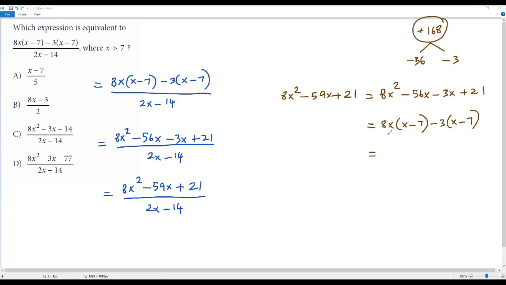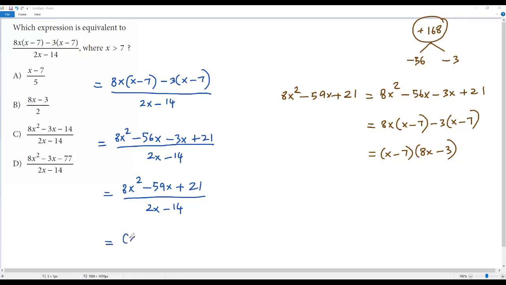Now, looking at these two terms, I see x − 7 in common, so x − 7 can be factored out. If I factor x − 7 out, I have 8x left in the first term and −3 left in the second term. Now I have factored the quadratic expression in the numerator completely. The two factors of the quadratic expression are x − 7 and 8x − 3. Now let's write the factored form.